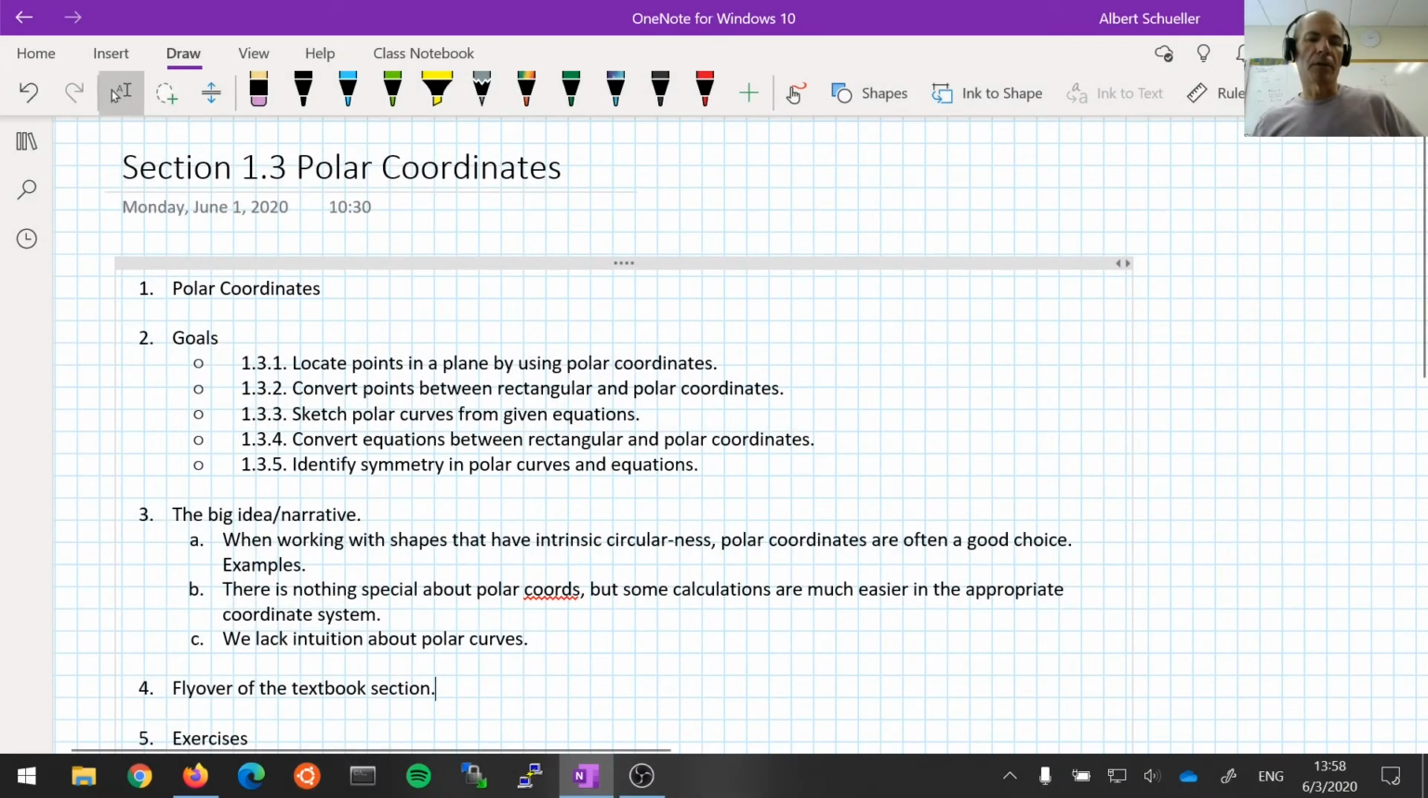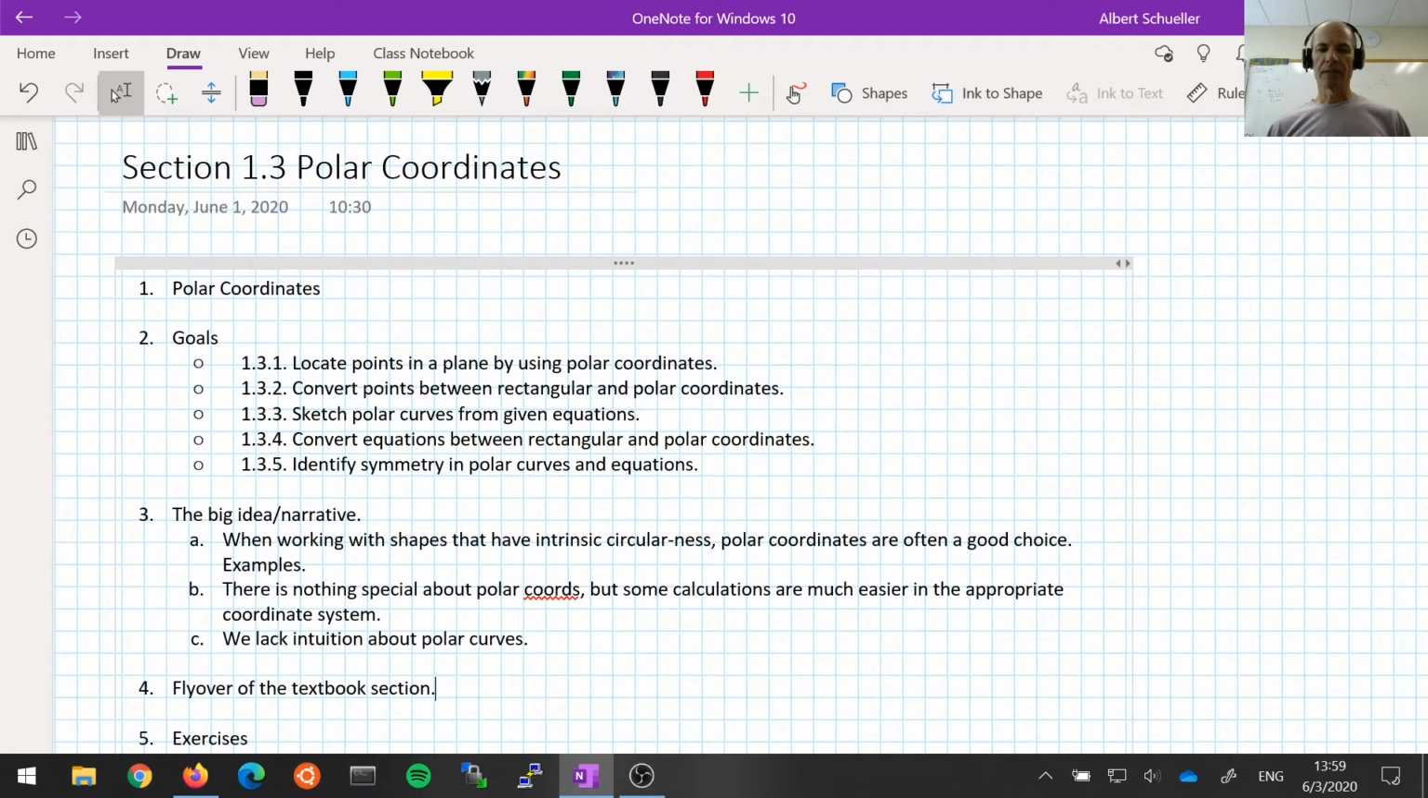Let's talk about polar coordinates, section 1.3. This may be review for a lot of you, but these are some skills that we need moving forward. The goals for this section: to be able to locate points in the plane using polar coordinates, to convert points between rectangular and polar coordinates, sketch polar curves from a given equation, convert equations from rectangular to polar coordinates, and a little bit about symmetry in polar curves and equations.